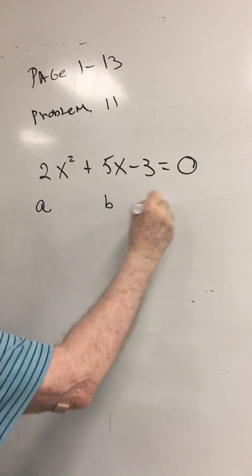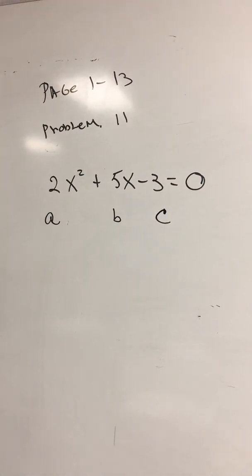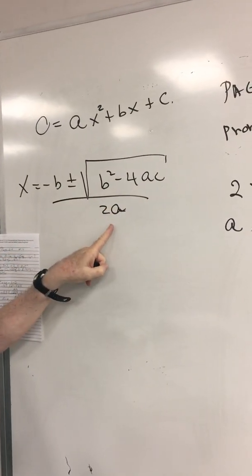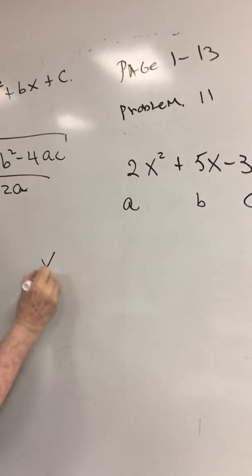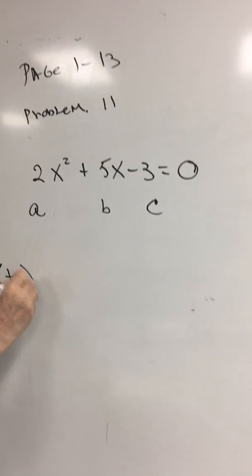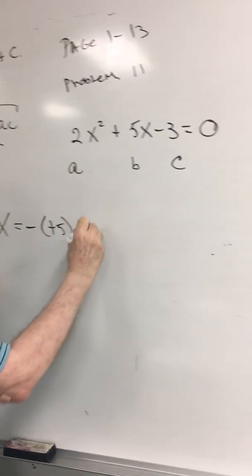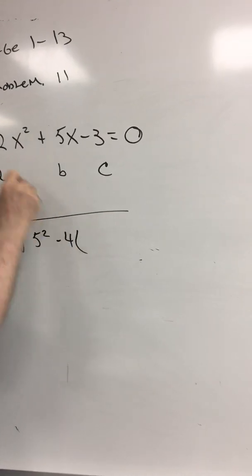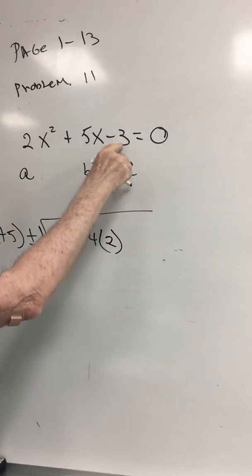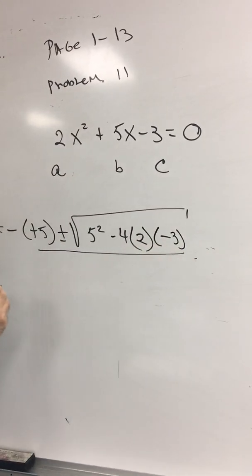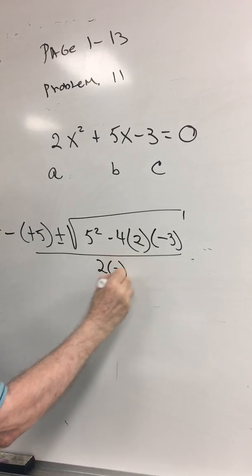And to solve this problem, we use the quadratic formula: minus b plus or minus the square root of b squared minus 4ac, divided by 2a. So to solve for x, x will be equal to minus b. That's going to be minus 5, plus or minus the square root of b squared. That's going to be 5 squared, minus 4 times a, but a is equal to 2, and c is minus 3, and it's all divided by 2 times a, so it's going to be 2 times 2 down here.